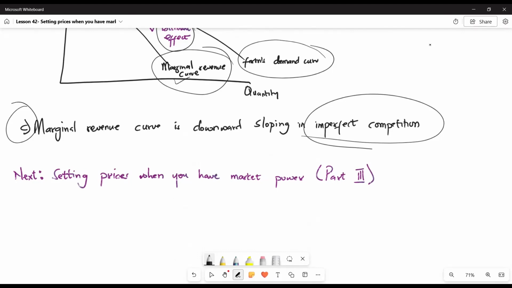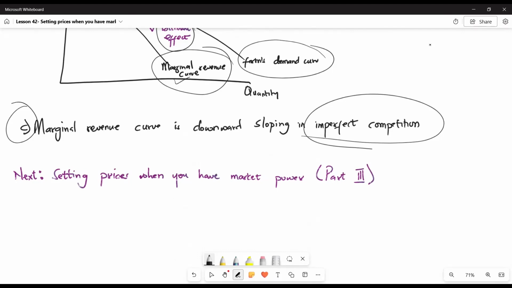So they will lose some customers if they sell at higher prices, but they're not going to lose all of them like in perfect competition. Because in imperfect competition, there are competitors, but they are quite few. Firms can still retain a good number of their customers even when they charge higher prices. So this is going to lead to a downward sloping marginal revenue curve.